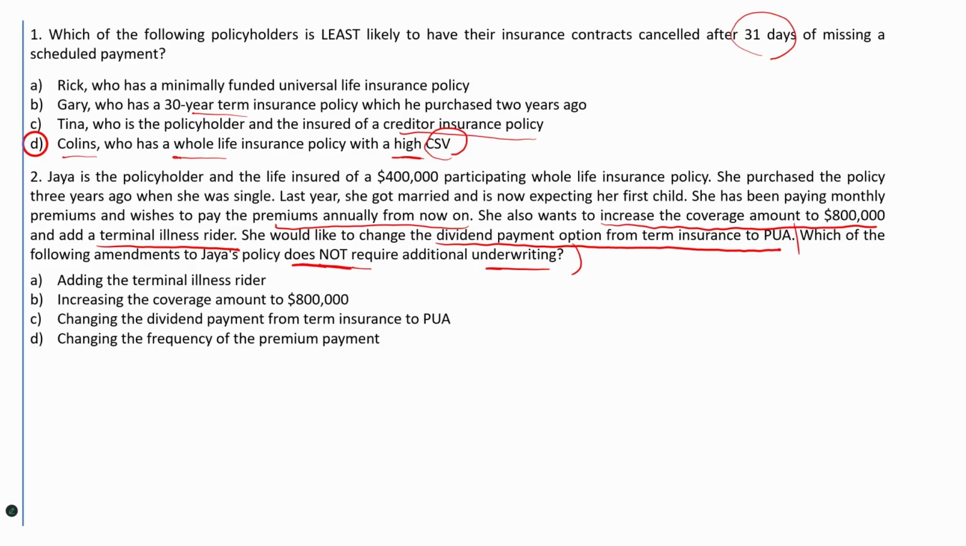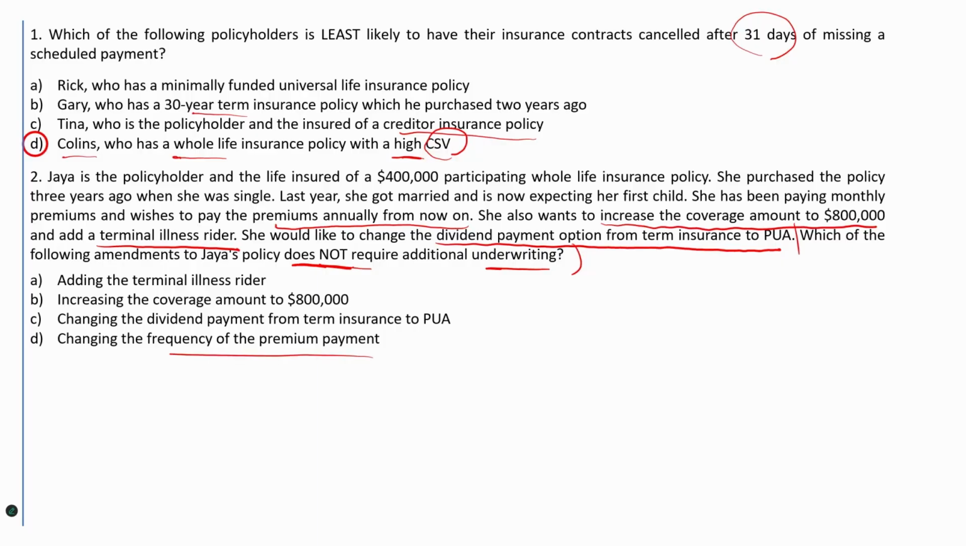Basically, what it means is that if the insured is terminally ill and is diagnosed with something that the doctors are confident the insured is not going to live more than 12 months, the insurance company can pay a portion of the life insurance to the insured. And because it's a medical thing, obviously it's going to need underwriting. If I want to increase my coverage, again, it's going to need underwriting. Even a PUA, because the PUA is adding insurance into insurance, right? As I told you, it's kind of like buying a whole life insurance inside a whole life insurance. So it's going to need underwriting as well.